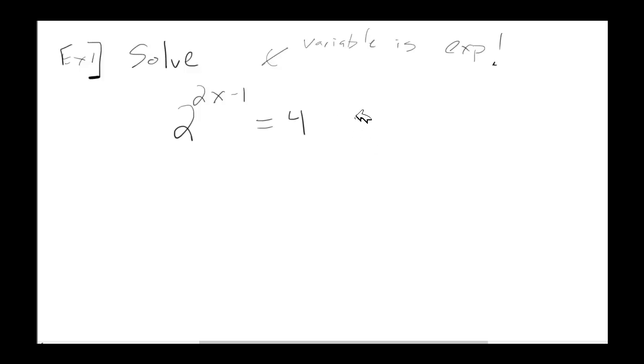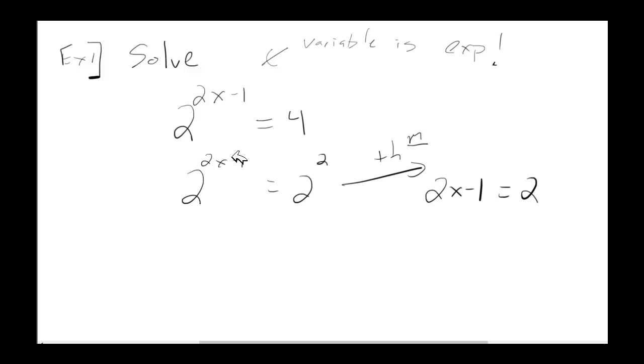Same base is important, so I need these two to be the same base. Here the base I need them to be is both 2's, because I can rewrite 4 in base 2. So I've got 2 to the 2x minus 1 equals 2 squared. Now I can use that theorem. Because I have the same base, the exponents must be equal. Equal lets me bring this down from being an exponent, and now I solve whatever equation remains. In this case it's a linear equation: 2x equals 3, divide by 2 on both sides, and we get our solution, x is 3/2.